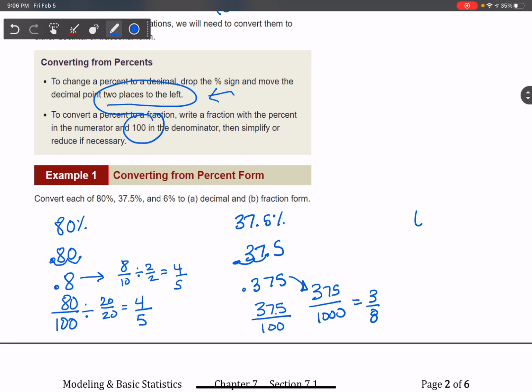Last but not least, we have 6%. Once again, you drop that percent sign and you just have 6.0. Move it back 2 times. Our decimal is 0.06. As a fraction, 6% is 6/100, either way it goes, whether we're using the percent or the decimal. And then we can reduce that by 2 and get 3/50.